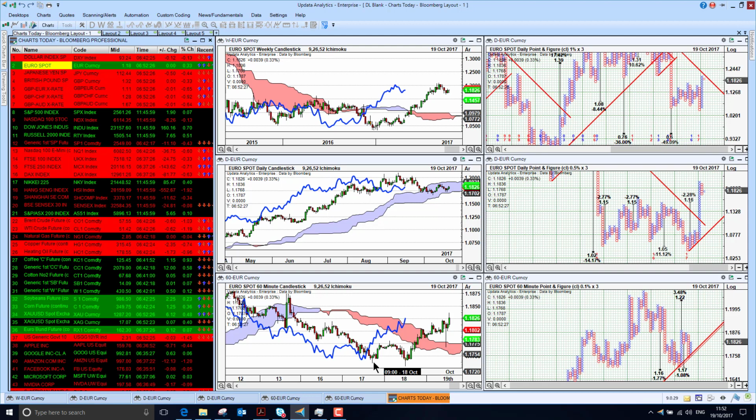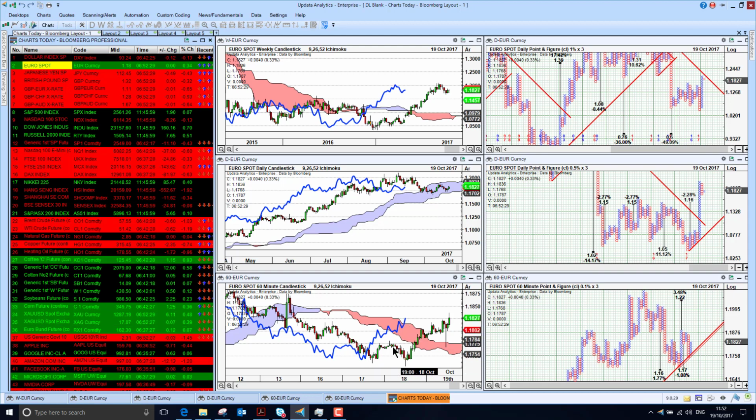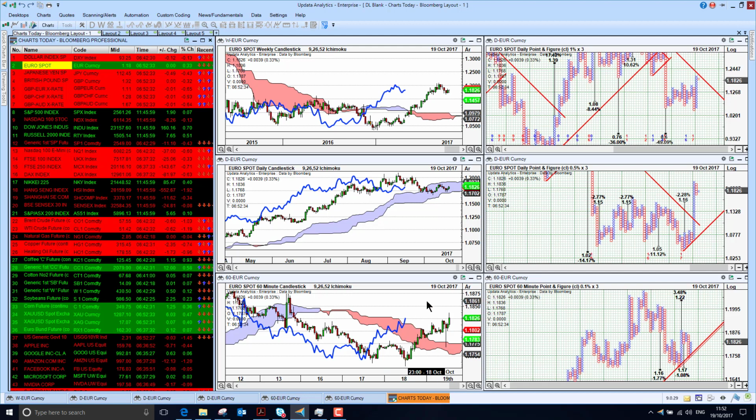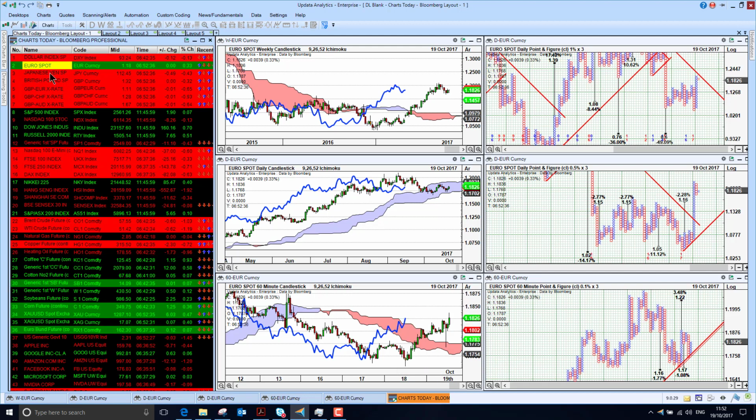And that, of course, translates into euro strength, dollar weakness, euro strength, and we are just seeing the euro coming back above the cloud on the short-term chart. So that is looking a bit better again. So euro starting to look good again.